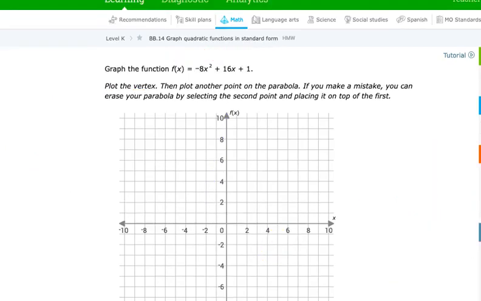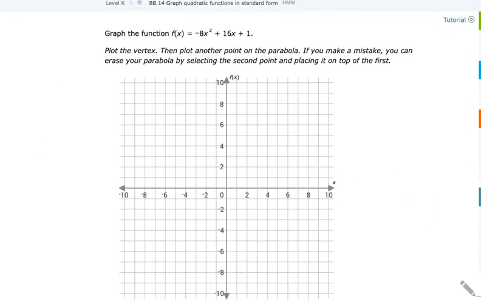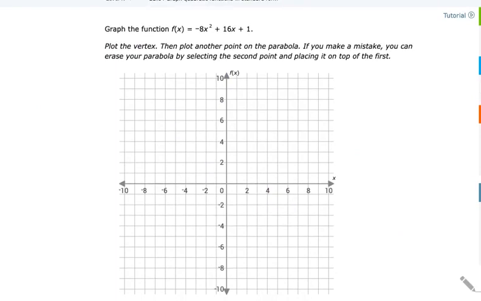All right, so here we have our next problem. Again, we're still in standard form. They've given me the equation this time, f of x equals negative 8x squared plus 16x plus 1. So I'm going to say that would be y equals ax squared plus bx plus c.